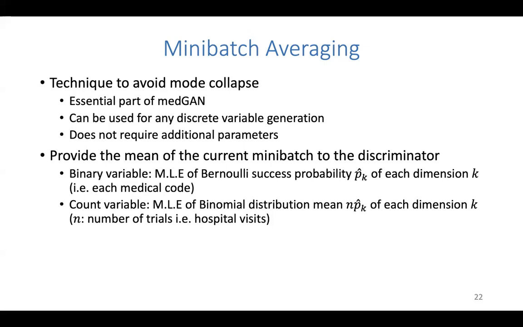So in order to prevent that, we use a technique called mini-batch averaging. This mini-batch averaging is a general technique. It can be used for generating any tabular data, not just electronic health records. You can use mini-batch averaging. As it says here, it can be used for any discrete variable generation. It does not require additional parameters, which is a good thing as well. It doesn't require another neural network to help the generator avoid falling into mode collapse. It's just a zero cost technique.